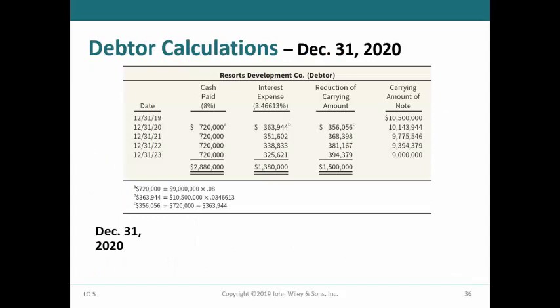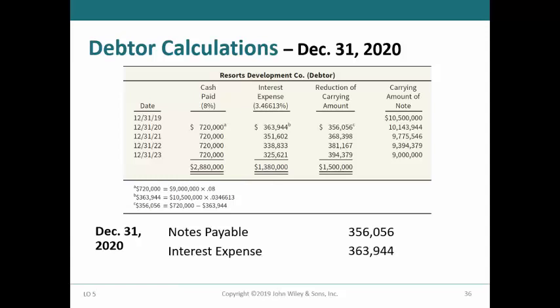This is the amortization schedule for the restructured loan. Part of each of the $720,000 interest payments will be applied to interest expense and part to reduce the loan balance from the current amount, $10,500,000, to the $9 million. The amount due at the present time, $10,500,000, is treated as the present value. The future interest payments, $720,000, and principal $9 million, are the future cash flows. The interest rate that sets the present amount, $10,500,000, equal to the future cash flows is 3.46613%.